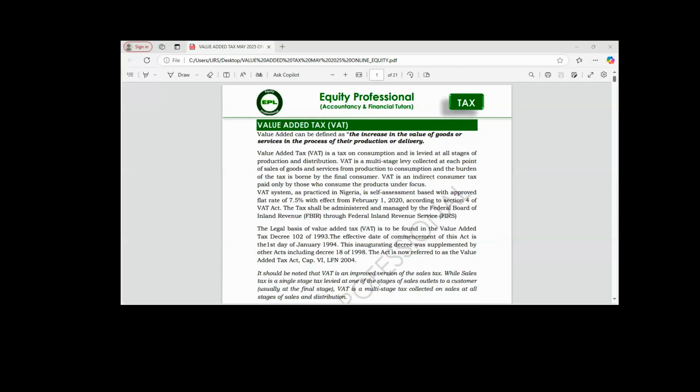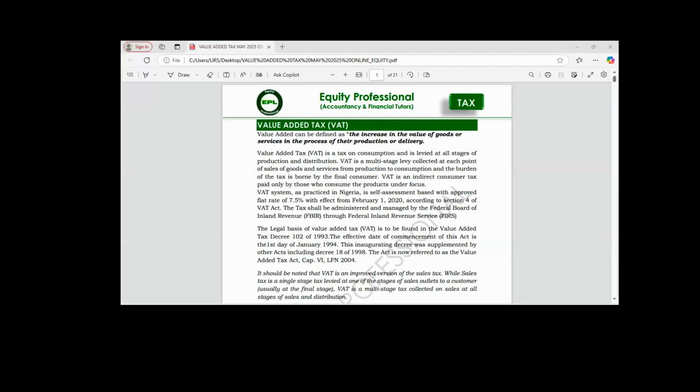So value added tax. This one is different from withholding tax, though it is similar. You can have a transaction that is liable to both withholding tax and value added tax, only that the people that will pay the taxes differ. Those that will pay the value added tax will be different from those that will pay the withholding tax.